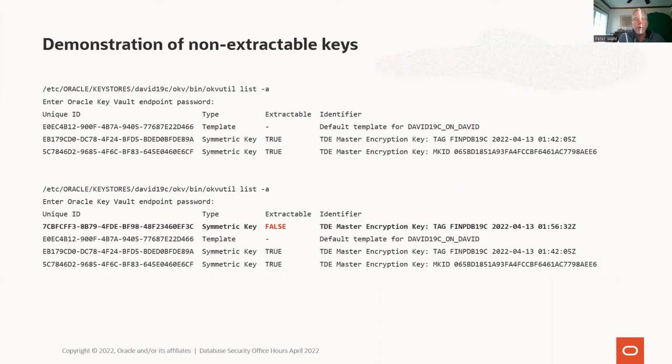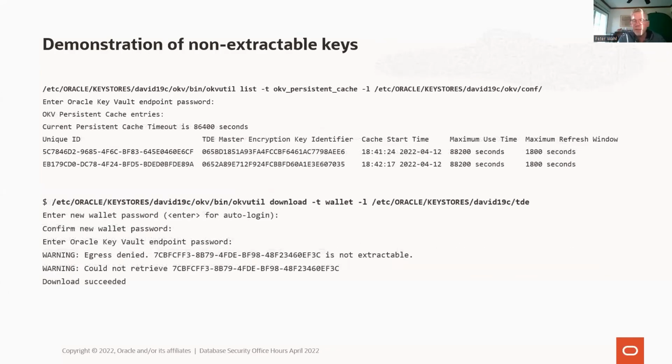Okay, a quick show on what extractable keys look like. If you do an okv_util list, we introduced a new switch, -A, and there you see a new column called extractable. The default behavior is that your keys are extractable, so they can be cached in your database. Now I go into OKV, make my endpoint non-extractable, and do a set key operation. All keys afterwards are non-extractable, as you can see in the output of okv_util list -A. This key is no longer extractable.